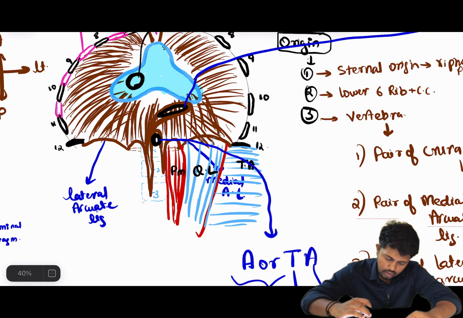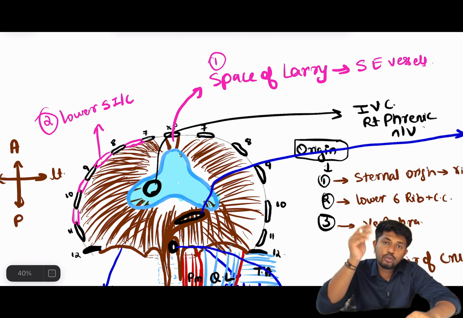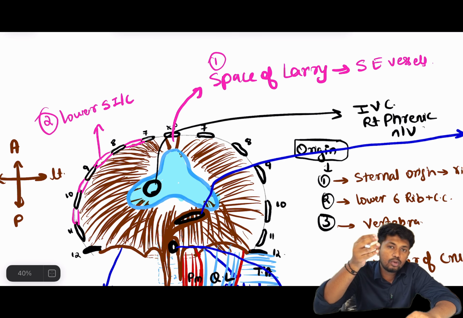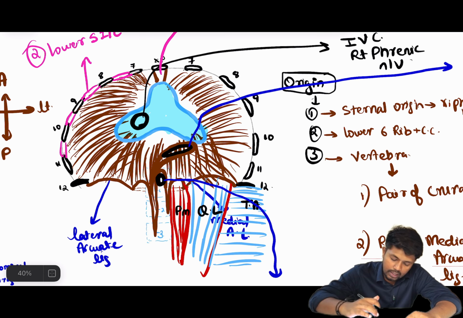And as we have seen, through the space of Larrey the superior epigastric vessels pass, and through the costal origins and the digitations of the diaphragm, the lower 5 intercostal vessels and nerves will pass, and through the median arcuate and the lateral arcuate ligament.